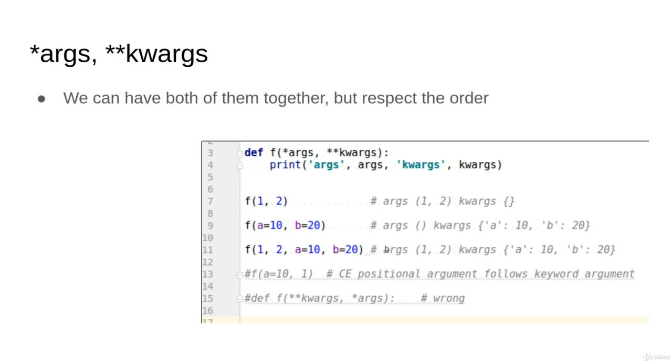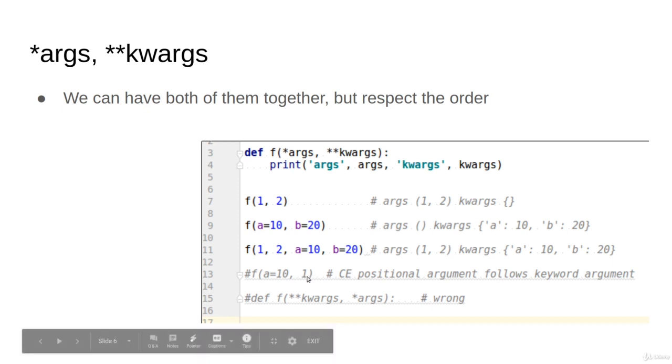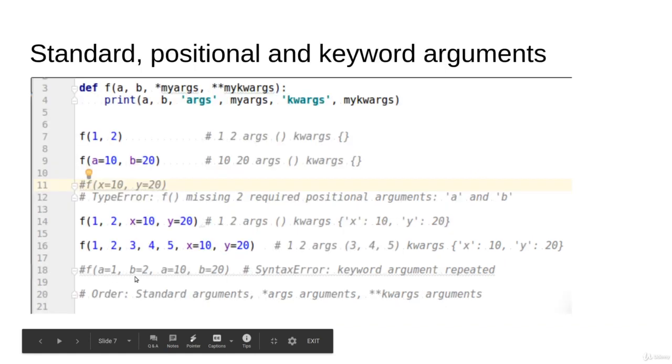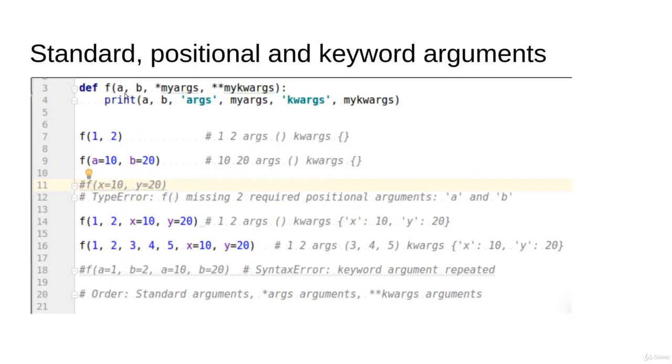Remember the rules of passing arguments. You will not be able to pass a positional argument after a keyword argument. This will not work. And in a similar way, you cannot have the asterisk keyword args defined before the asterisk args. We can even go one step beyond that and have standard arguments, positional arguments, and keyword arguments. And observe, I'm changing the variable names here. They are just conventions. They are not part of the syntax. If you wrote A and B, f of 1 and 2, 1 and 2 will be matched with A and B. They are a must here.